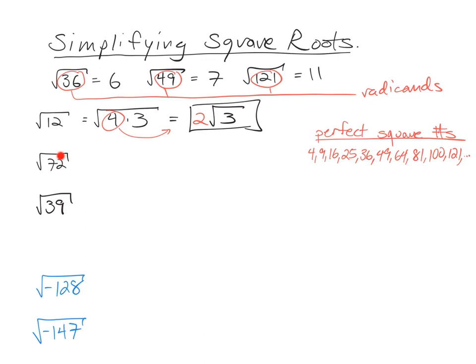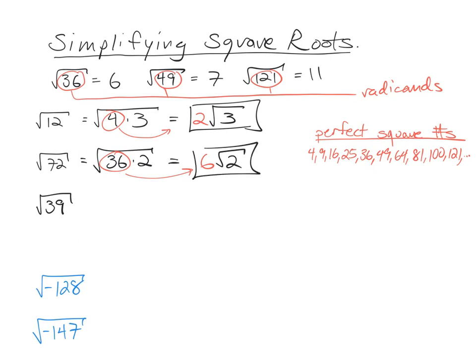So for example, 72, the biggest number in this list that is a factor of 72 would be 36. So here, 72 would break down into 36 times 2. That's the factor pair of 72. The square root of 36 is 6. The 2 here is still in the square root, so we leave 2 in the square root.